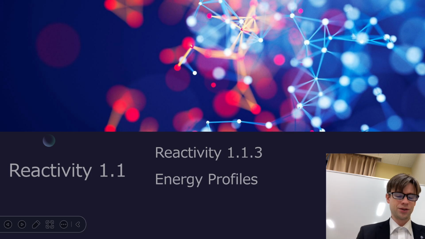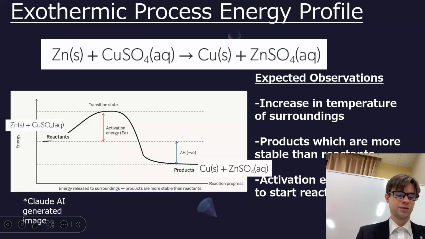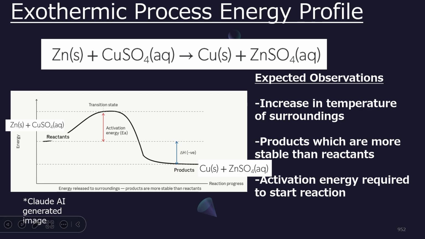Okay, then to finish up, energy profiles. I've already shown this a little bit, just a bit more here with some maybe real examples. So zinc solid plus copper sulfate aqueous goes to copper solid plus zinc sulfate aqueous. This reaction is exothermic, so you can see the reactants start high, they go through the activation energy, and they finish low. Heat will be released. Delta H is negative in this case. Products are more stable than reactants, but activation energy is still required. Okay, not too much new there.